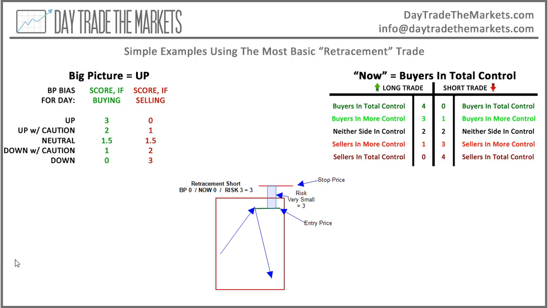Okay, now here would be an example. Again, let's go with the same assumption, where the big picture bias is up and the now is that the buyers are in total control. This time, however, we're thinking about a short trade, okay? So if the big picture bias is up and we're thinking about a short, what do we get? Well, we get 0 points. And if the now, today's bias, the buyers are in total control, but we're thinking about a short trade, we get 0 points. So again, big picture is 0, now is a 0. Even if we take extremely small risk here, we get 3 for the risk. We only add up to 3 points.